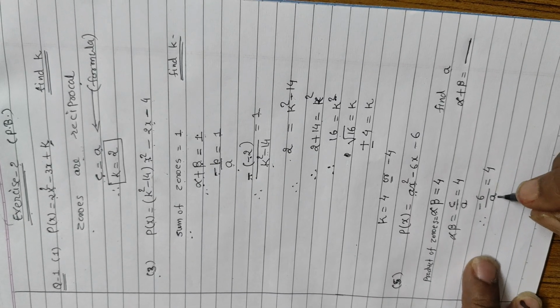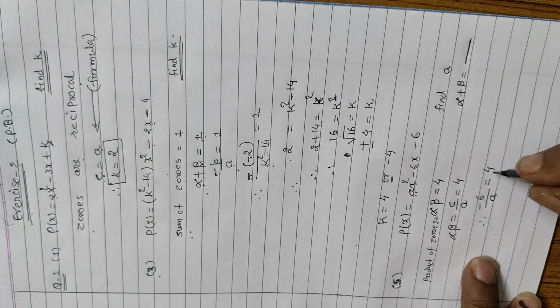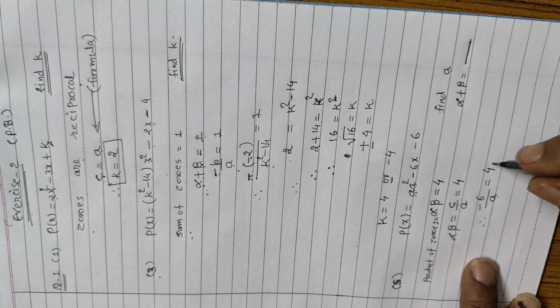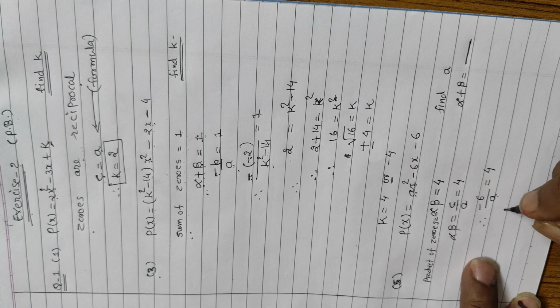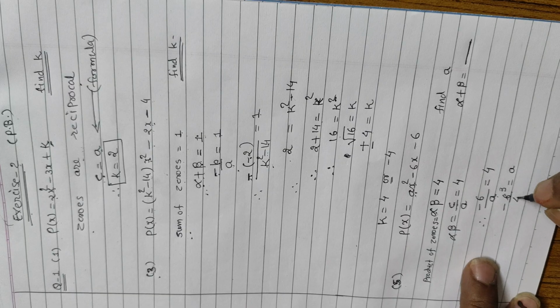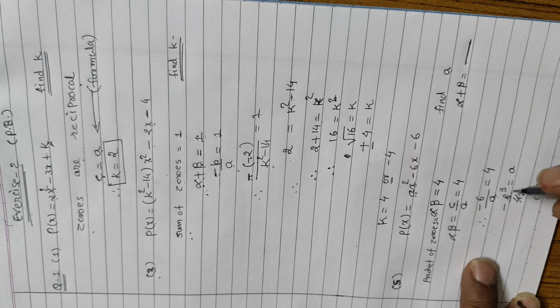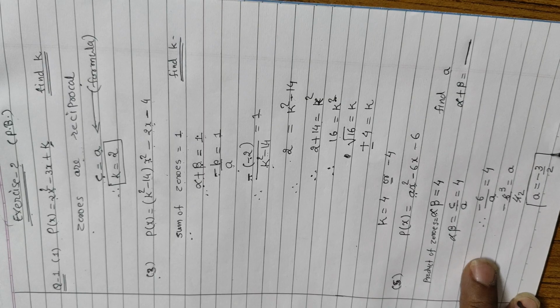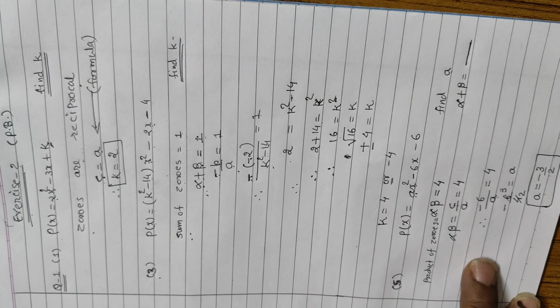Now I want to find the answer of A. So A and 4 will be interchanged. So 2 3s are 6, 2 2s are 4. So the answer of A is equal to minus 3 upon 2.